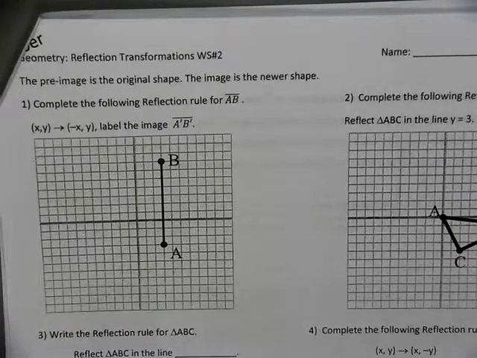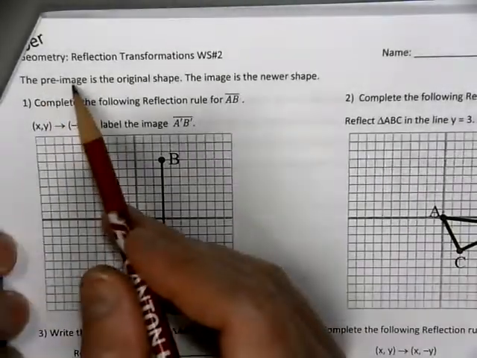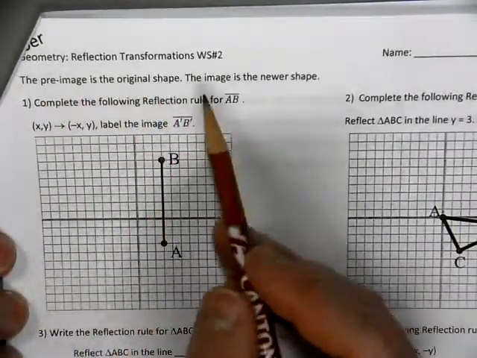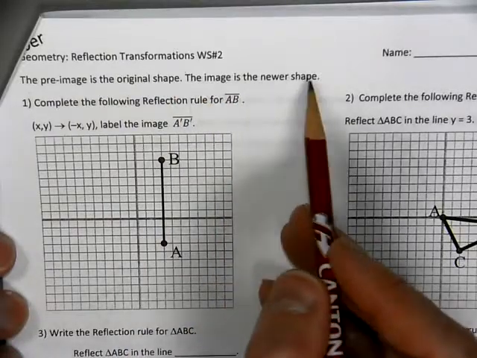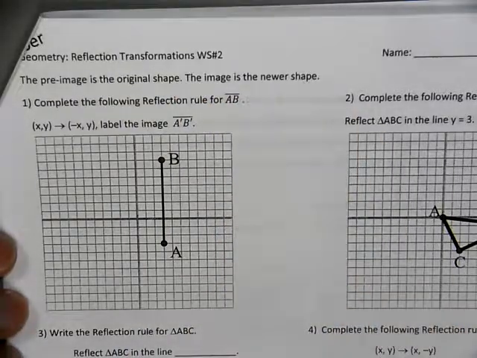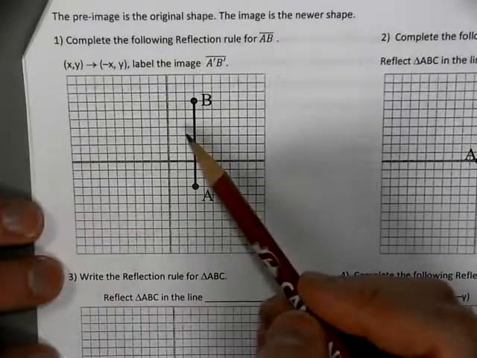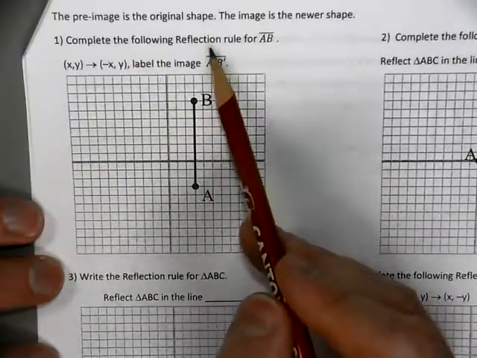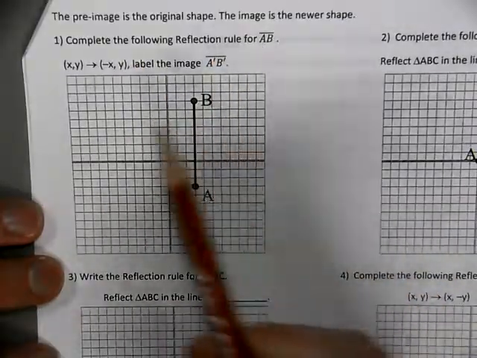This is geometry, unit number 2, working on transformations. This worksheet's for reflection. It's called worksheet 2. Remember that the pre-image is the original shape and the image is the newer shape. We're going to take our segment and we're going to do a reflection for this.